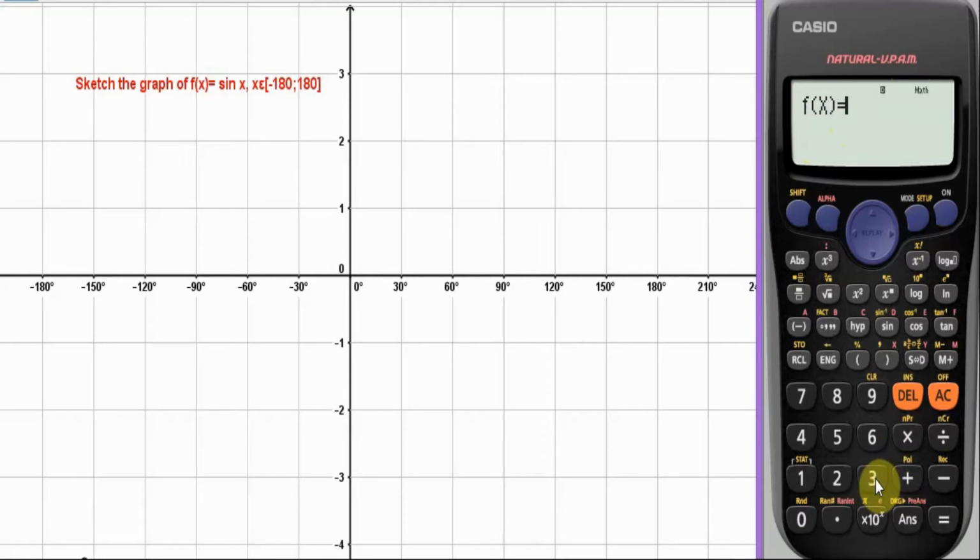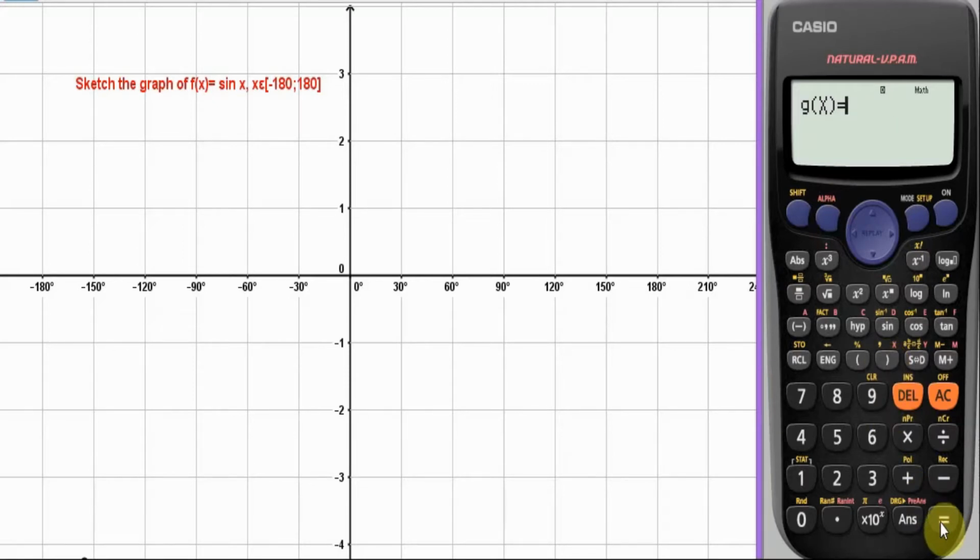What is our question? F of x equal to sin x. So you go and press sin. Now how to get x? Look at the x behind this bracket button. That is in violet color. So if you want anything with violet color, look at this alpha button, press alpha and then press this bracket. You get x. Here is f of x equal to sin x on the calculator. Now we press equal to.